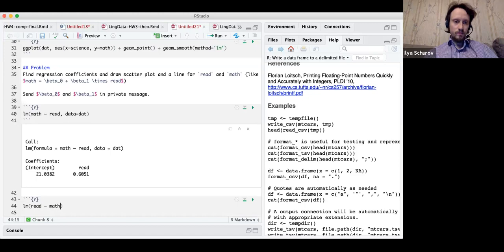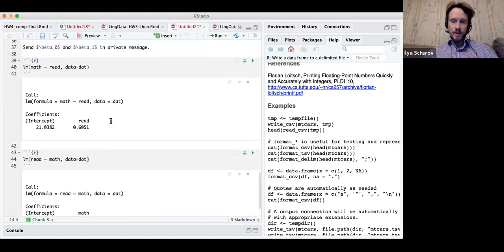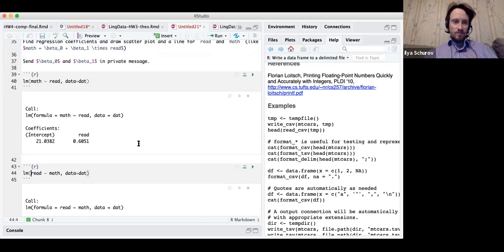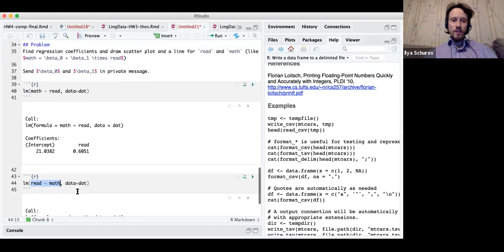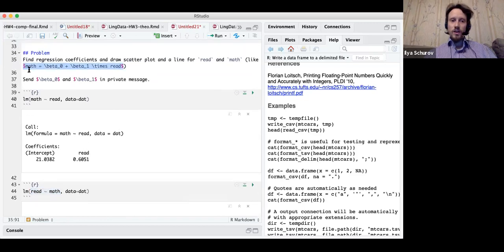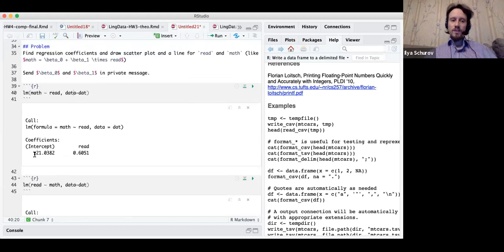Let me try it. Yeah, Irina was right from the very beginning. And the majority of answers was incorrect because they used this formula. Look, here I specified the formula that I want, and in this formula, math is the dependent variable and read is independent. So this formula corresponds to this formula in R, and these coefficients are correct. So please, even if I previously said in private message that your results are correct, I was wrong, because these results are correct.